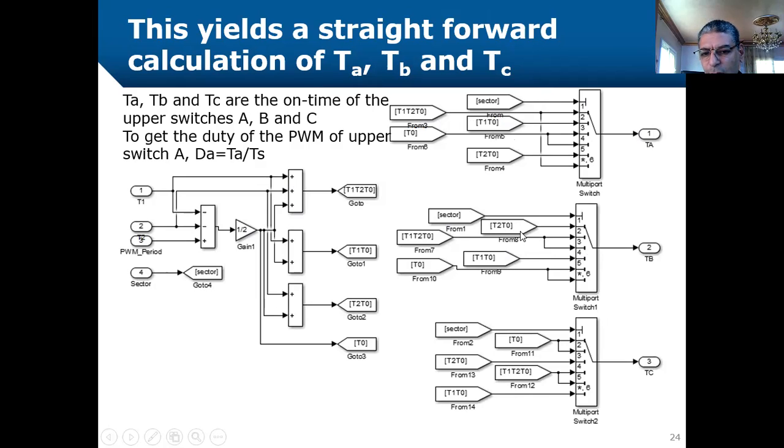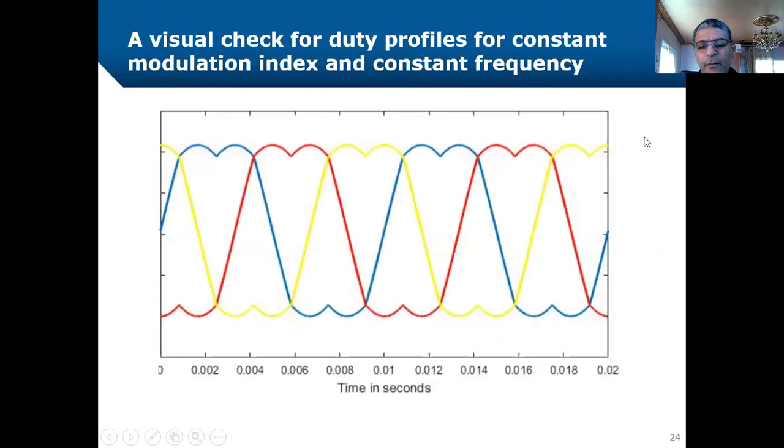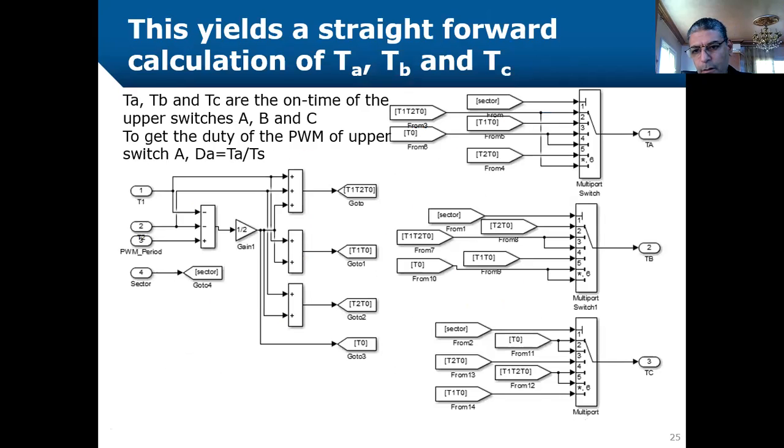These are the 6 laws for TB. These are the 6 laws for TC. And based on the sector number, I provide the time, the dwell time for the upper switch in each arm. Recall that this is time, and if you want to get a duty ratio, we divide this time by the pulse width modulation period TS.